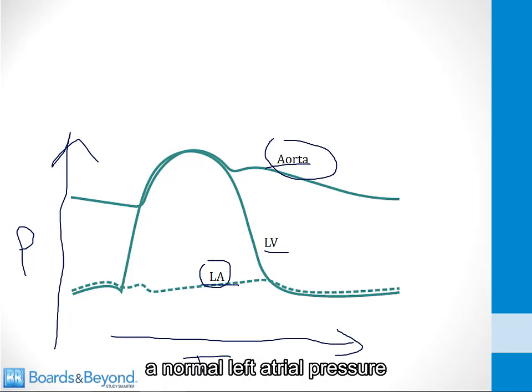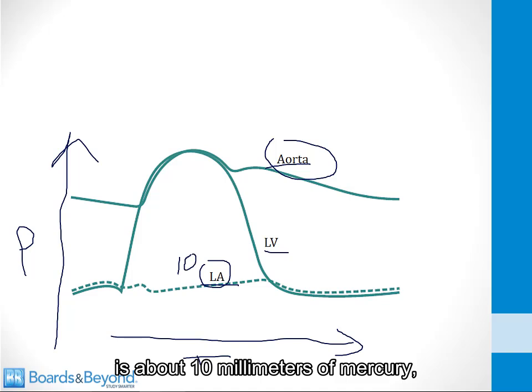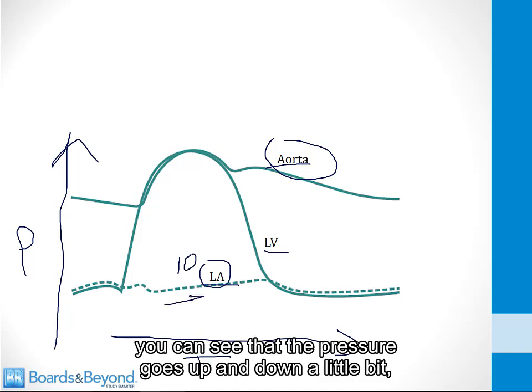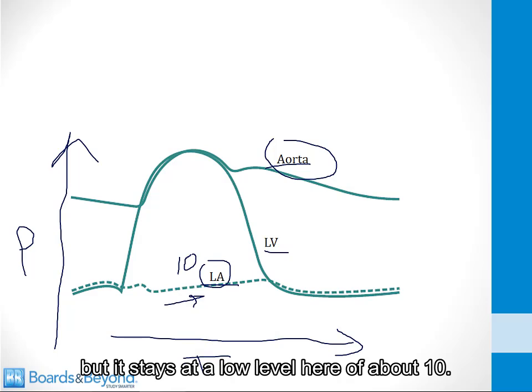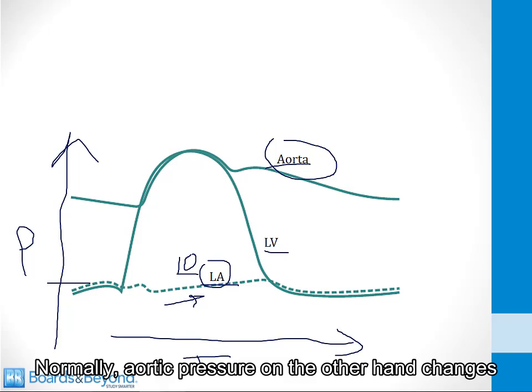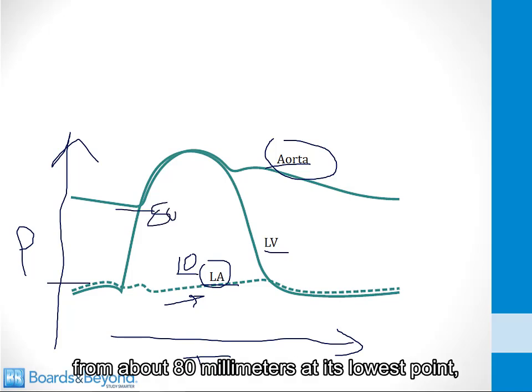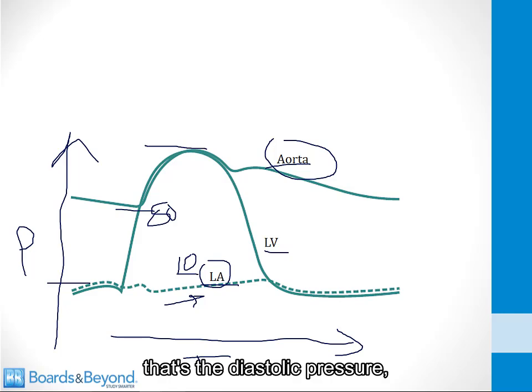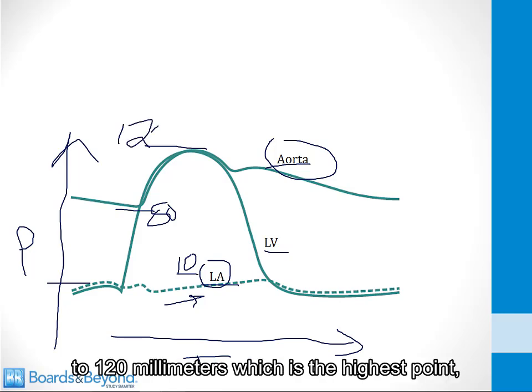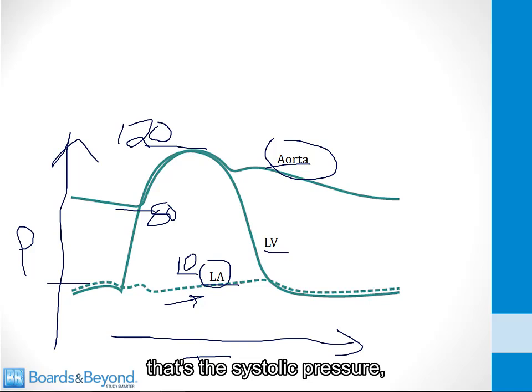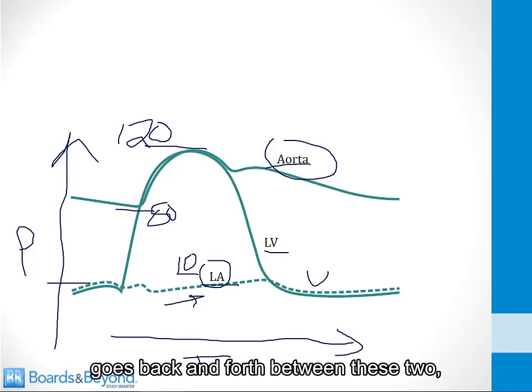A normal left atrial pressure is about 10 millimeters of mercury. You can see that the pressure goes up and down a little bit according to this curve, but it stays at a low level here of about 10. Normal aortic pressure, on the other hand, changes from about 80 millimeters at its lowest point, that's the diastolic pressure, to 120 millimeters, which is the highest point, that's the systolic pressure. And then left ventricular pressure goes back and forth between these two.